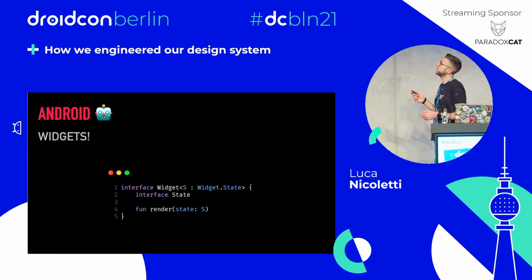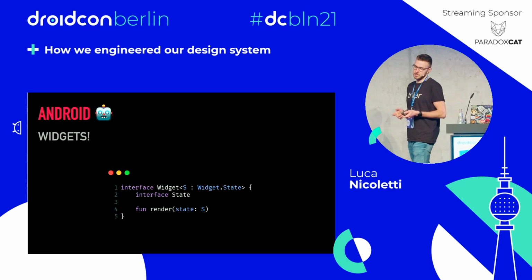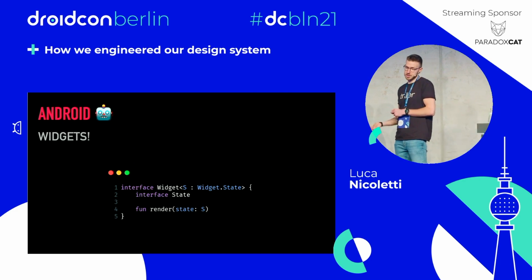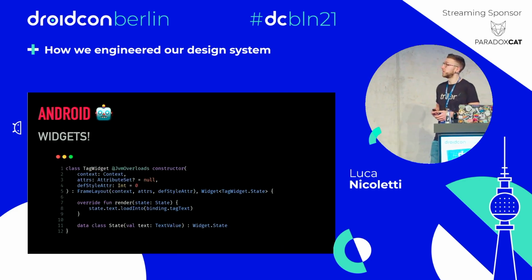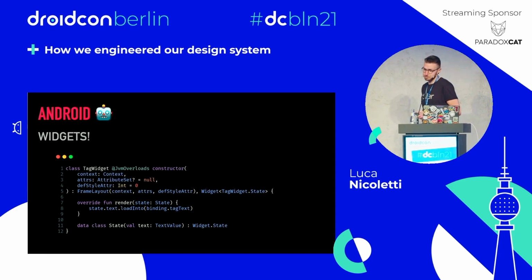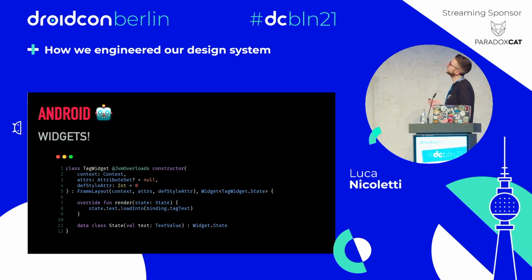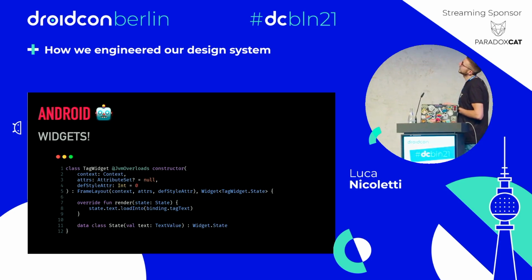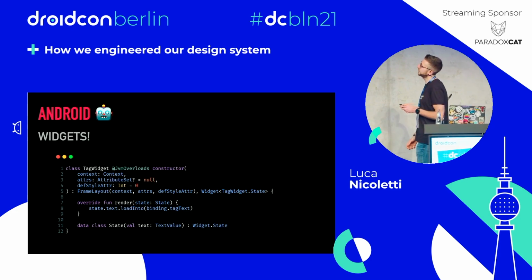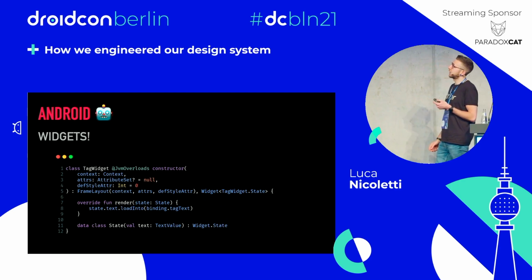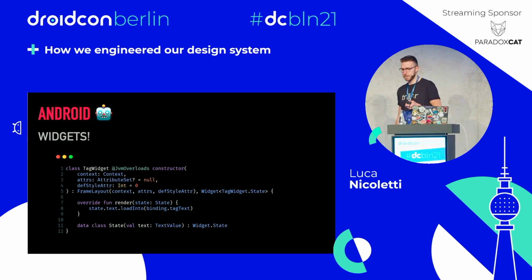To have consistency between all the widgets that we have in our app, we came up with two interfaces, a Widget and a Widget.State. The Widget is a typed interface that exposes a render function which accepts its inner state. And this is an example. This is the smallest and easiest widget that we have in our app so far. As you can see, it extends the Widget interface, providing its own internal state, which in this case is just a data class that holds a value. And it overrides the render function in order to load the text inside the view that it has.